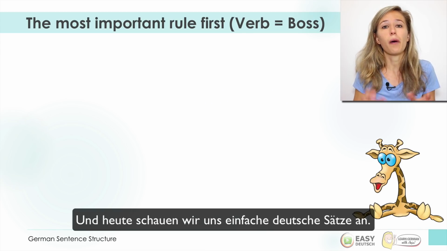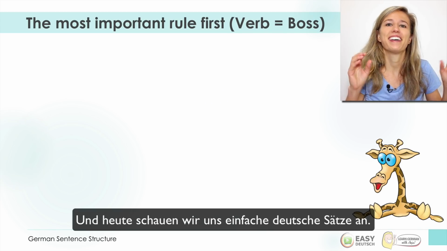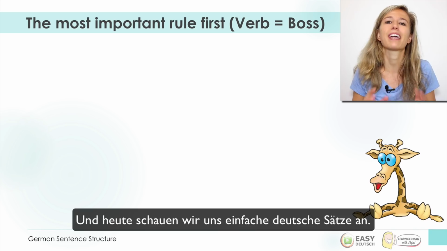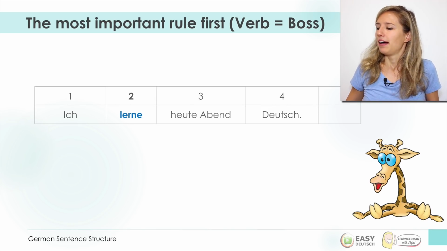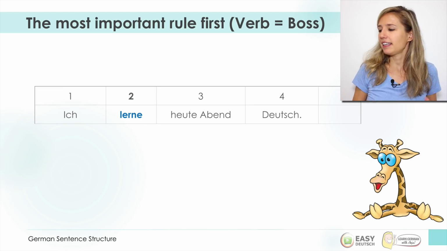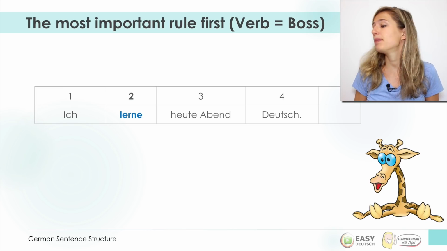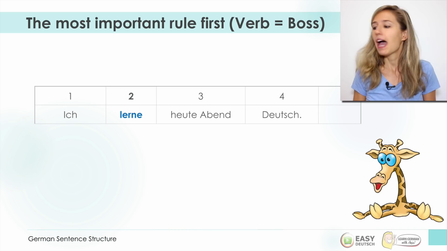So, und heute schauen wir uns einfache deutsche Sätze an. Today we will have a look at simple German sentences. So, for example, this sentence. Ich lerne heute Abend Deutsch. Okay? I learn German this evening.